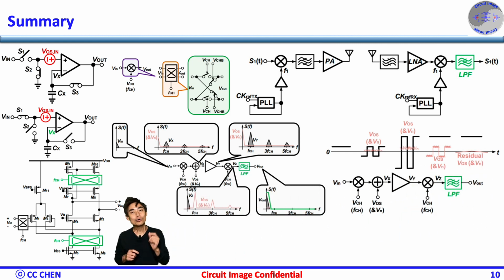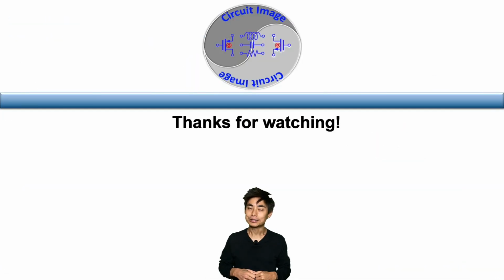Lastly, we also provide a case study of adding the chopper into an OTA properly to reduce the residual offset and other impairments.